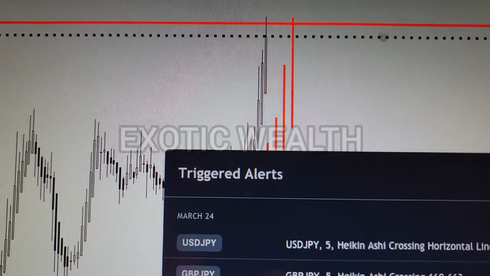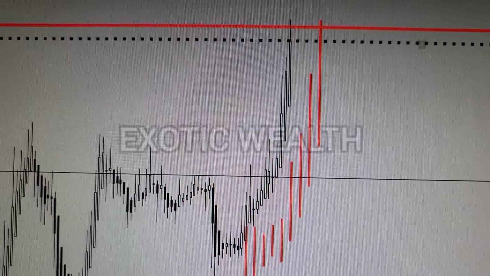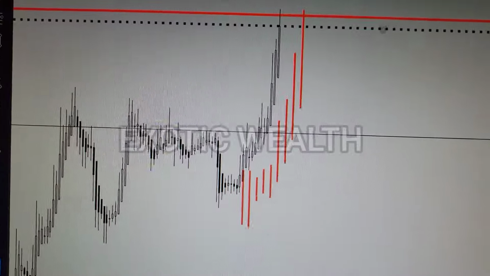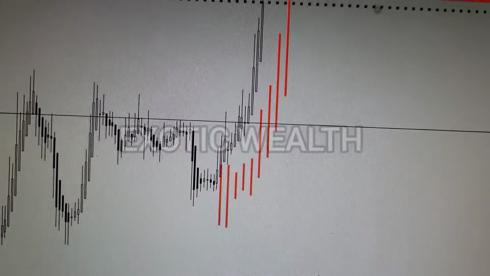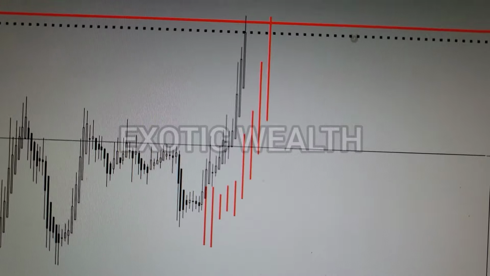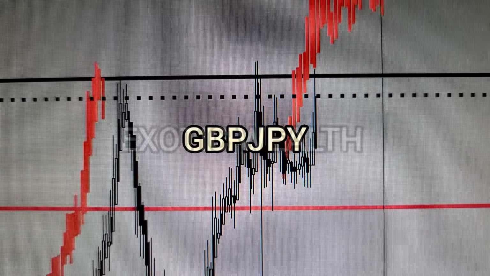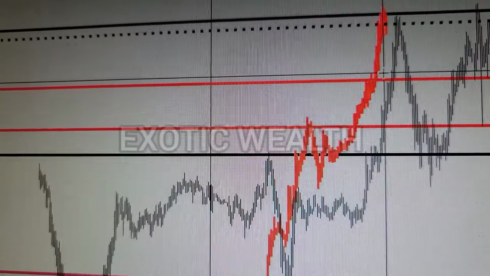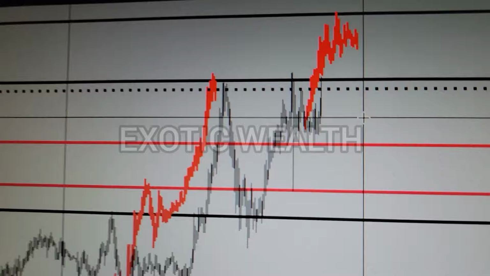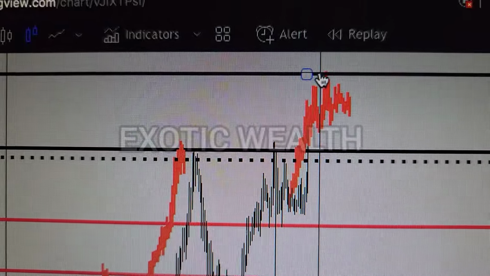USD JPY. This is my USD JPY. I told you it was gonna hit. I showed you this whole move. I explained how to look at it. And look at that. Okay, remember, we're in our demo account right now. We're not in our live account, okay? So the goal here is to take it from this level right here to this level right there.